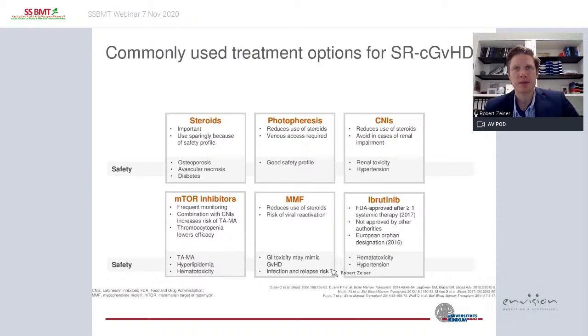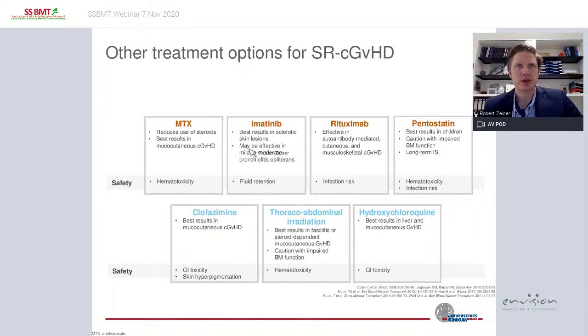Ibrutinib was FDA approved for systemic therapy in 2017 in the United States. It's not approved in Europe so far. It causes hematotoxicity and hypertension, and the response rates are very variable, as reported in the literature. These are other options: methotrexate is being used, imatinib to interfere with the signaling of the fibroblast that I had shown you, rituximab to deplete the B cells that play a role, pentostatin to cause immunosuppression. Other less frequently used interventions are clofazimine, total abdominal irradiation in really severe cases of fasciitis, or hydroxychloroquine.